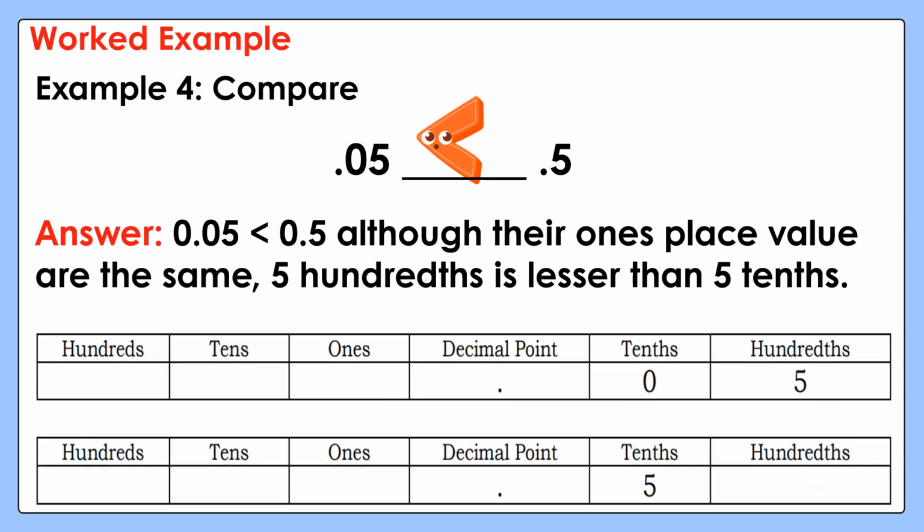Here's the place value chart. For 0.05, tenths is 0, hundredths is 5. For 0.5, tenths is 5.